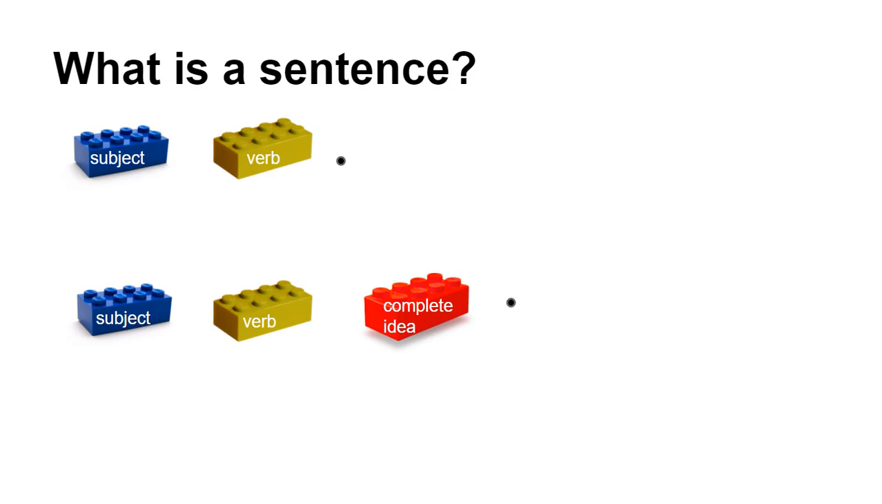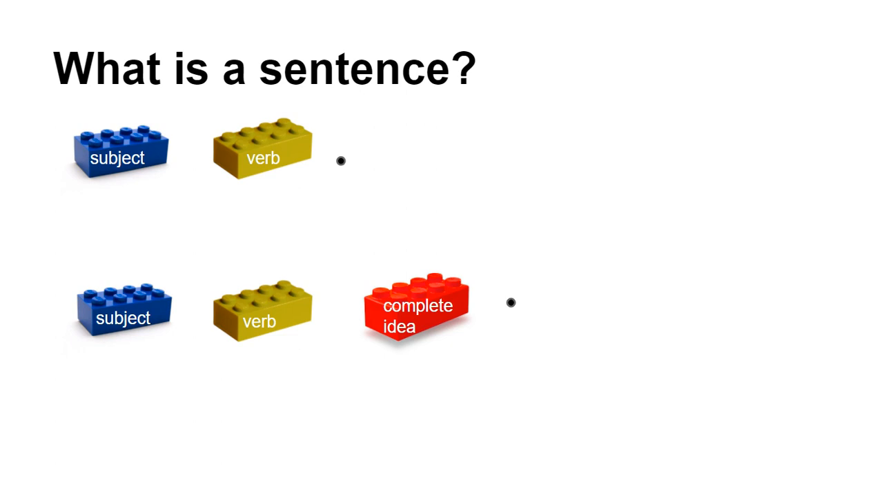So what is a sentence? In English, a sentence has to have a subject and a verb. Sometimes you only need a subject and a verb. For example, Laura is eating. Subject, Laura. Verb, is eating. If I put a period there, that's a complete sentence.